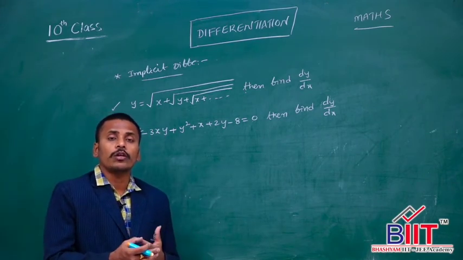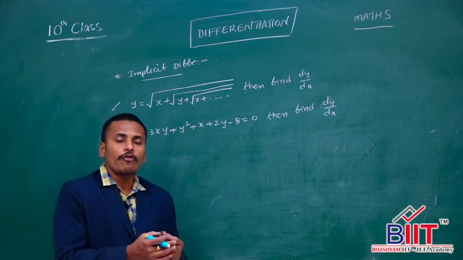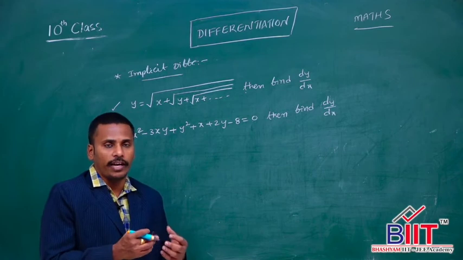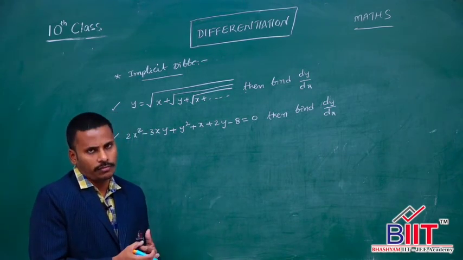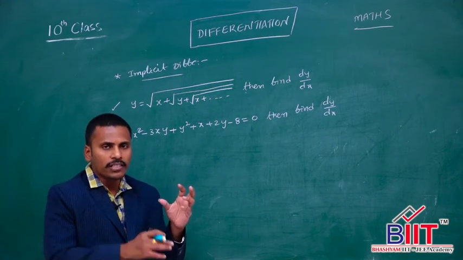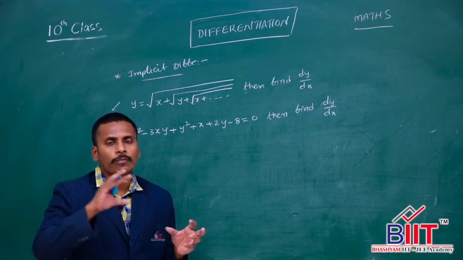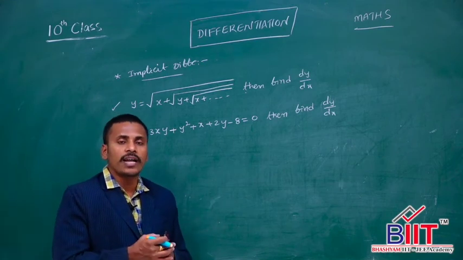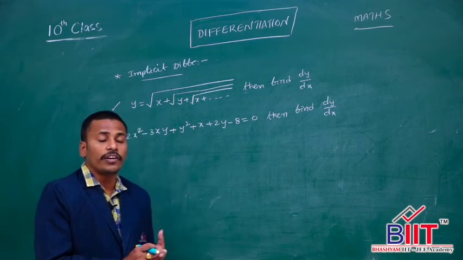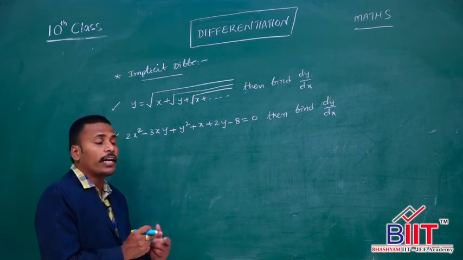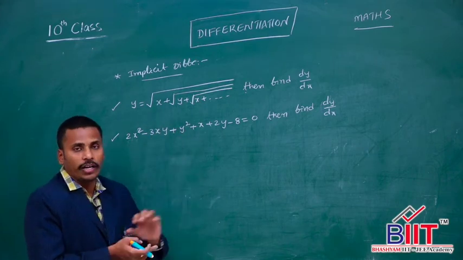Finding derivatives for implicit functions. Finding dy by dx if y and x are implicitly related. Implicitly related in the sense both occur together. If y is equals to some function in terms of x or x is equal to some function in terms of y, they are considered as explicit functions, whereas if both occur together we treat them as implicit functions, and if the relation between x and y is mentioned in such a case, we need to find dy by dx.